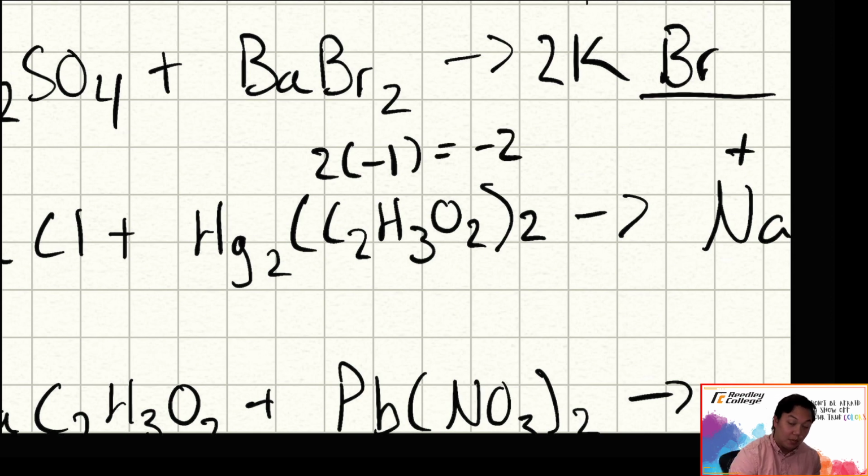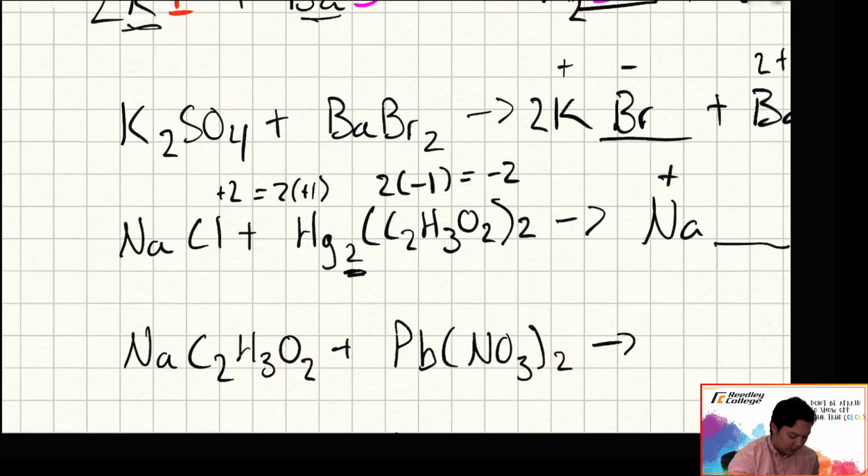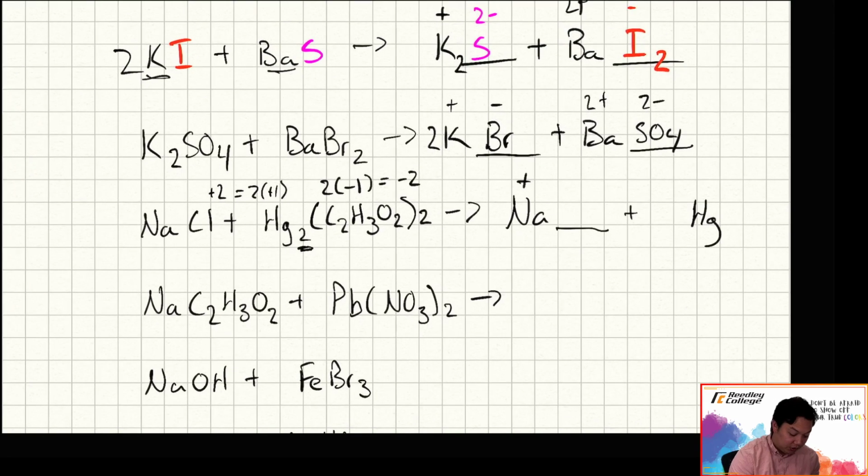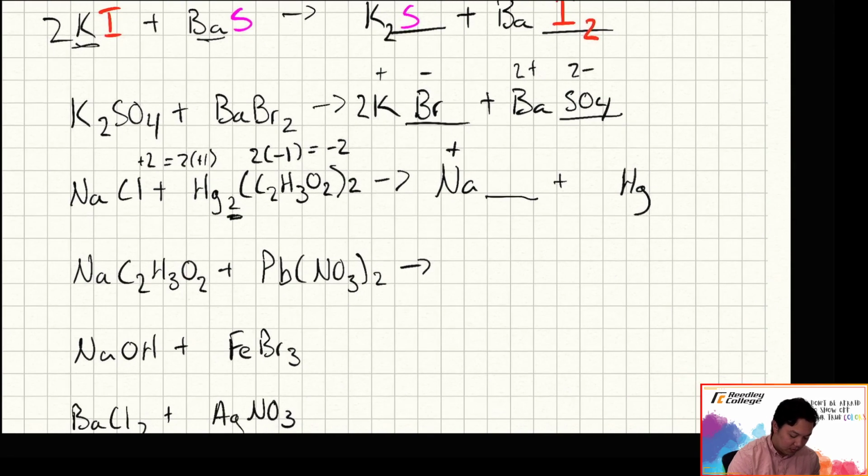So we know that the overall charge on mercury has to be plus 2 to cancel out this minus 2. And because we have two mercuries, the charge on a single mercury is going to be plus 1, because there are two of them, and that will equal positive 2 charge. Okay, so now we figured out the charge on mercury. We can say that this is a positive charge, right? It's a plus 1.